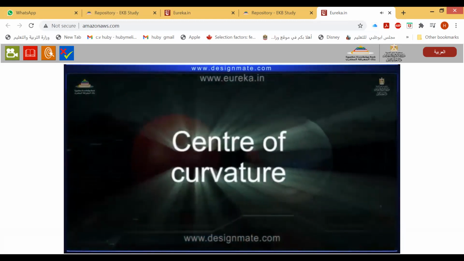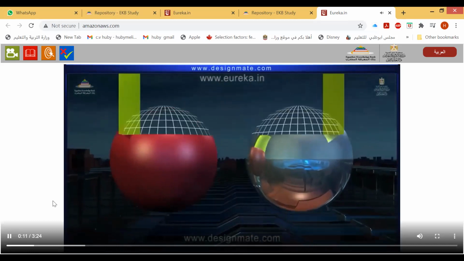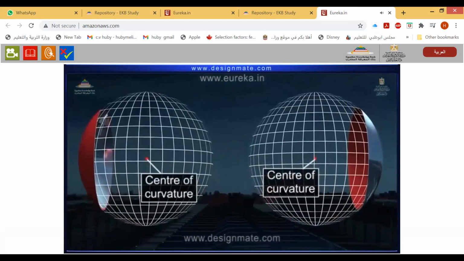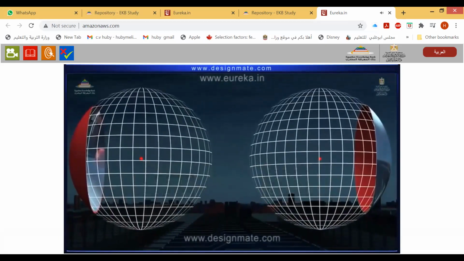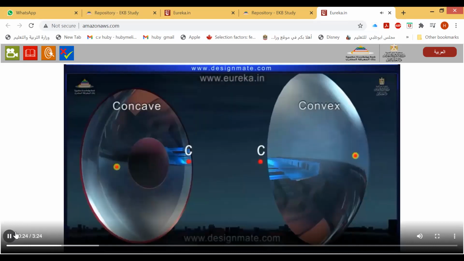Center of curvature. The center of the sphere from which a curved mirror is cut is called the center of the curvature of the curved mirror. Point C is the center of the curvature for the curved mirrors. Pole. The center point of the reflecting surface of a curved mirror is called the pole of the curved mirror. P is the pole of the curved mirror.